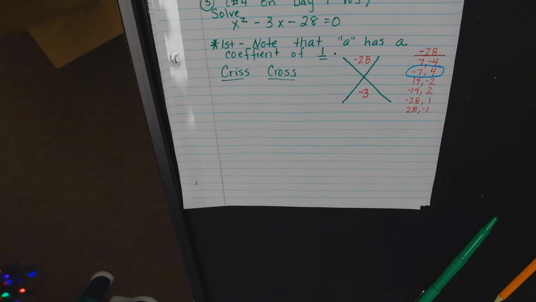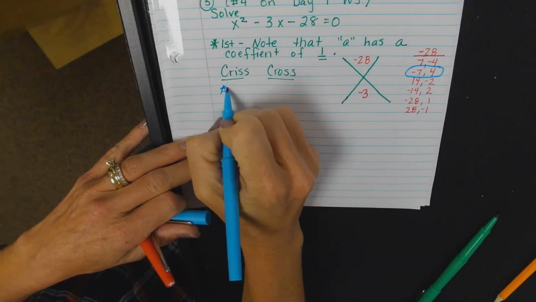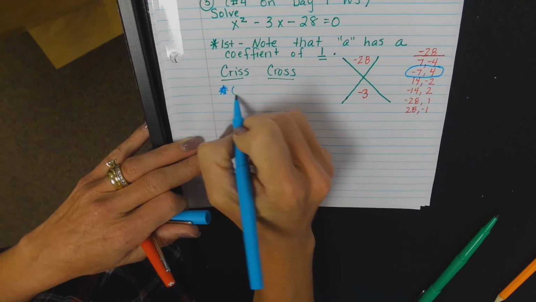So negative 7, positive 4. So that's then just negative. Well, you don't know what to write, but yeah.